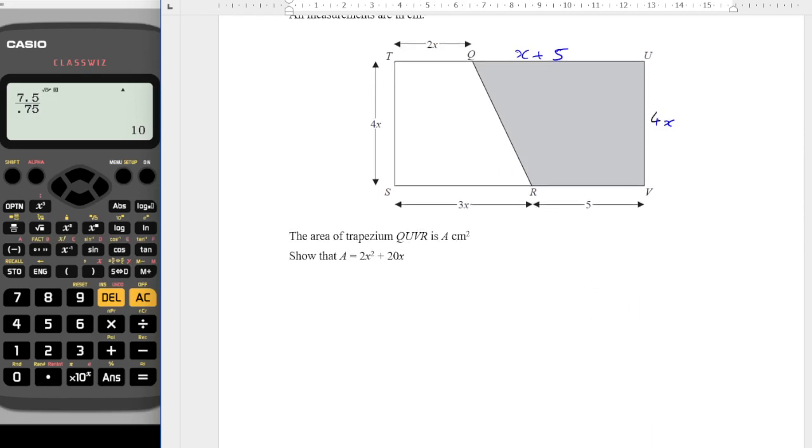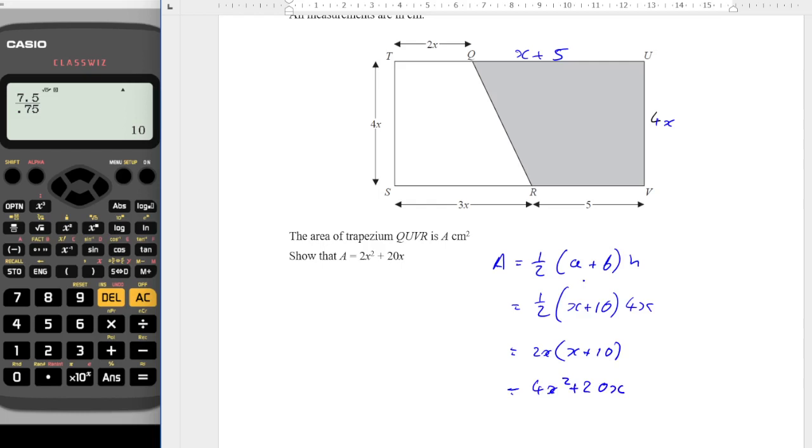So from there we can say that the area of a trapezium is equal to a half of the top and the bottom, a plus b, times by h. So that's going to be equal to a half of x plus 5 plus x plus 5, which is x plus 10, and we need to times that by 4x. So if we halve the 4x, that's going to be 2x times by x plus 10, which is going to give us 4x squared plus 20x, which is what we were asked to show.